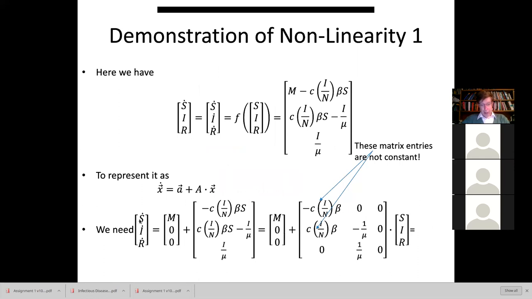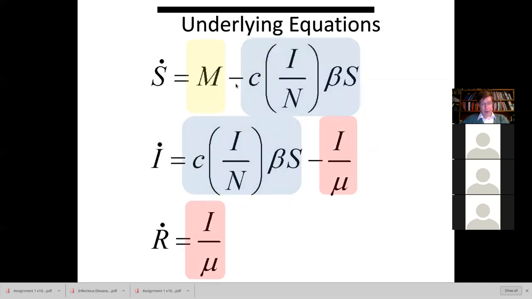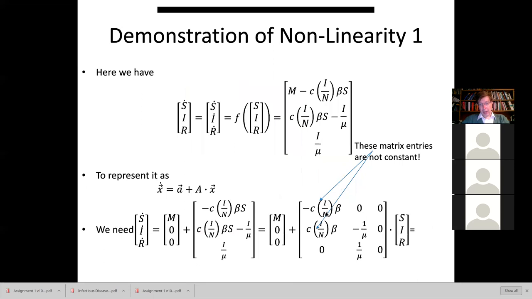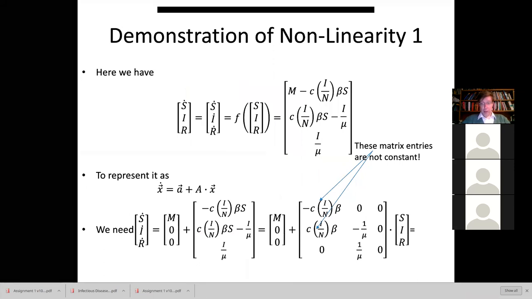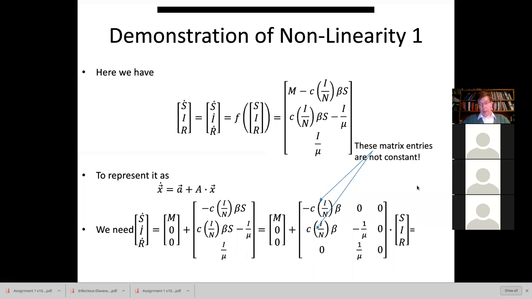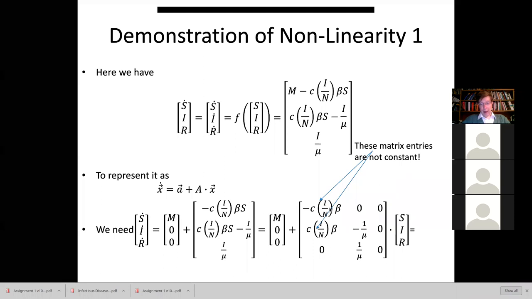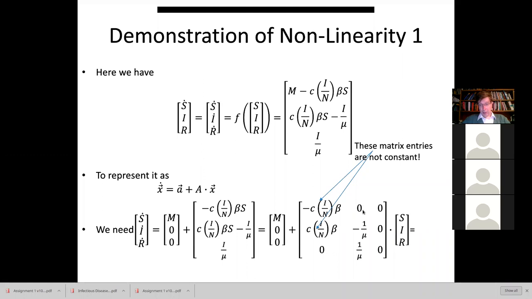And we can find their corresponding equations here in this matrix. So to find out how S dot changes, well, S dot is equal to M plus some function of S, I, and R. And that function is going to be S times minus C times I over N times beta. That's exactly what this line says. Here we have M coming into S, and we have S times C times I over N times beta. So that's exactly what we see here in this matrix. And remember how matrix multiplication by a vector works. Conceptually, you could think of it as putting the vector up here, and you get S times this term plus I times this term plus R times this term. And then you add this in, you'll get S dot.